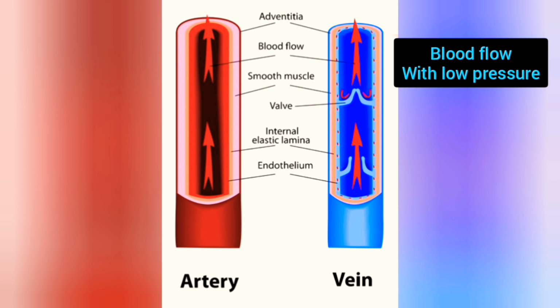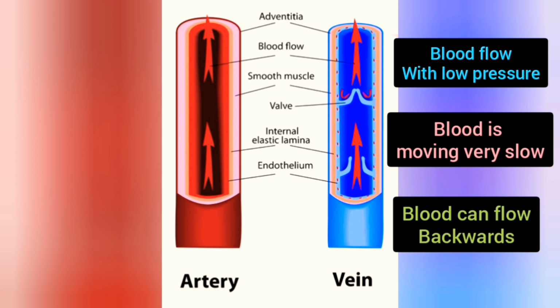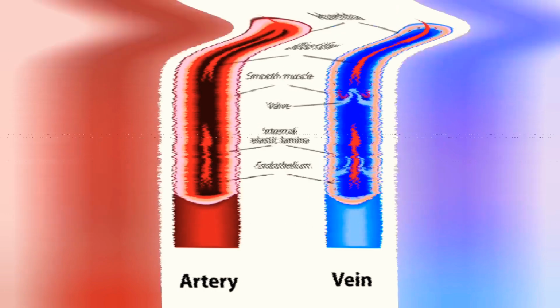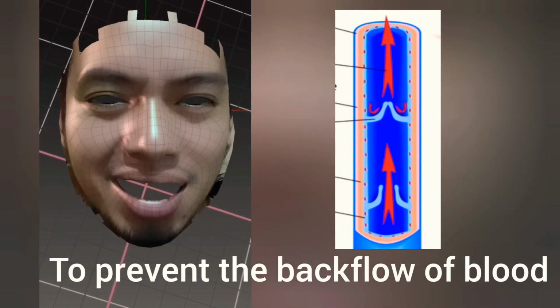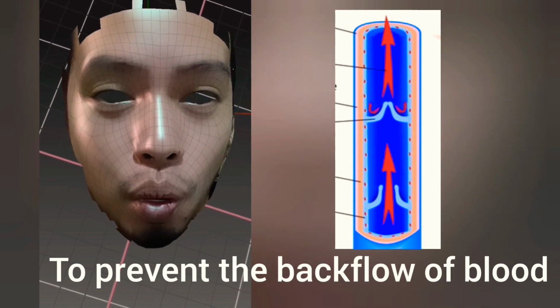However, in vein, the blood flow with low pressure, which means it is moving very slow. So there is a chance that the blood will flow backward. Therefore, you must have valves in your veins to prevent backflow of blood. Now, do you know the function of valve? Yes. The function of valve is to prevent the backflow of blood.